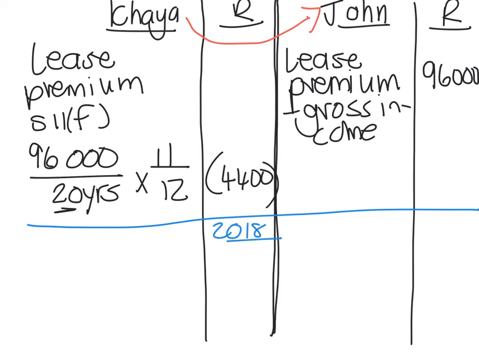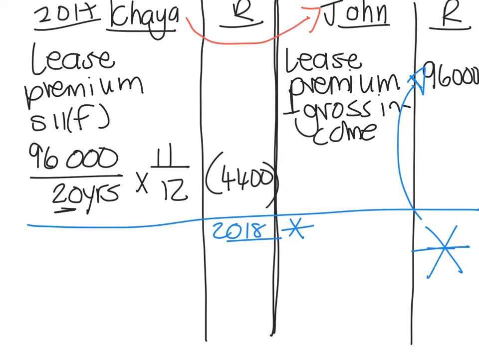Now I quickly want to show you what the effect will be for 2018. The one above here is our 2017 calculation, but let's have a look what's going to happen in 2018 for both John and Kaya in respect of this lease premium. If we look at John first, please note there's nothing that's going to be included for John in 2018. Why? Because the gross income definition says you are taxed on the earlier of receipt or accrual. When did he receive this amount? In 2017. So in 2018, we're not going to do anything with this lease premium in John's hands.